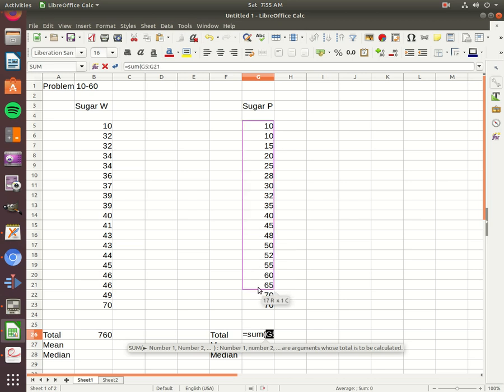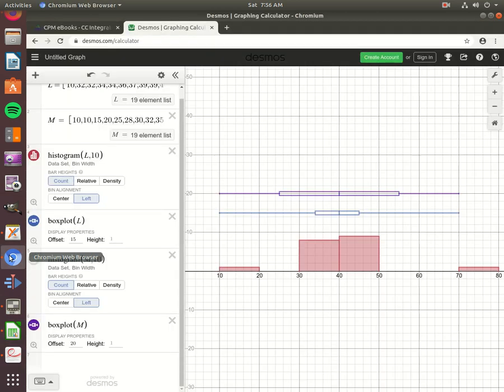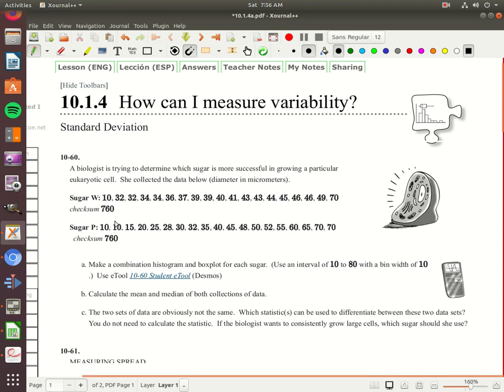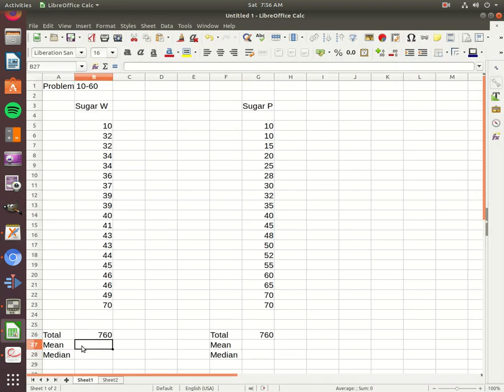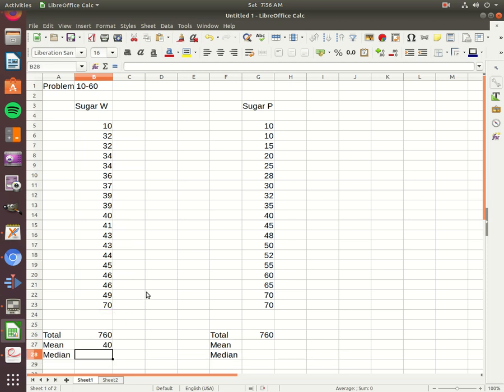Again, this is just sort of my checksum here. So if I look back over here, they both have a checksum of 760, so they added up to 760. Now I want to calculate the mean and the median for both. So again, super easy. On this, you would think you would take equal mean, but it's actually equal average. So I'm just going to highlight that, and it's going to give me the average of those numbers.